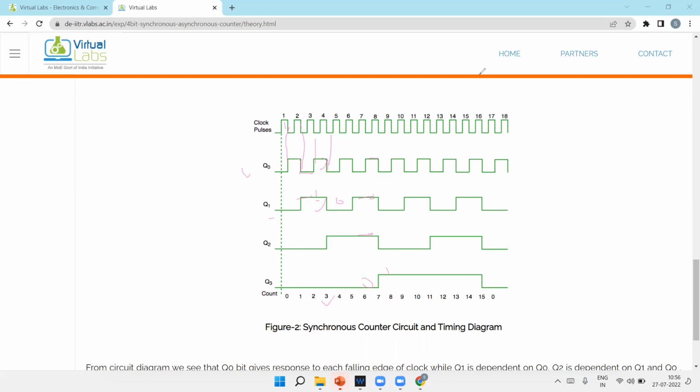Okay, so this is also a 4-bit counter. If you can see, this is 0000, 0001, 0010, 0011, and the last will be 1111. So it is also a 4-bit counter, that will count from 0 to 15.